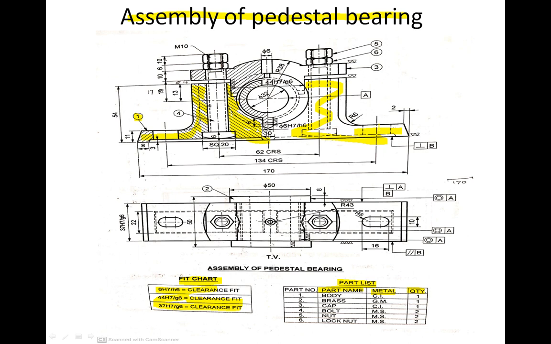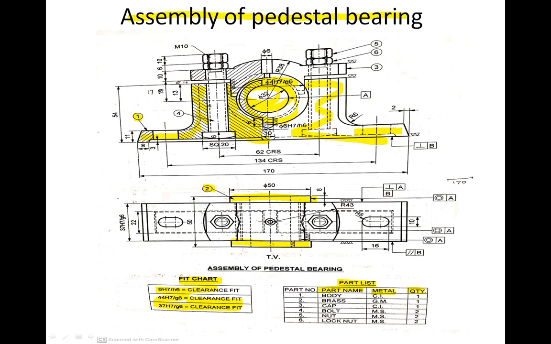Then the next part is the brass, that is part number 2. If you see in the top view, this is part number 2, the brass. In the top view you can observe this is the brass. In front view, where is the brass? So this brass will fit into this body.